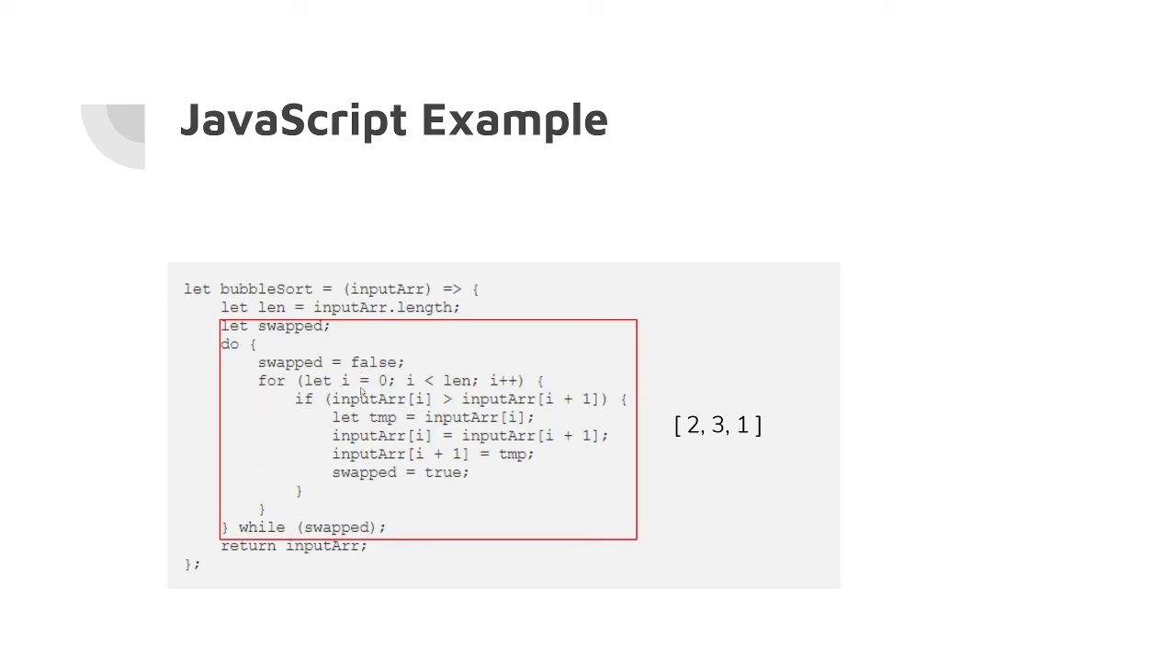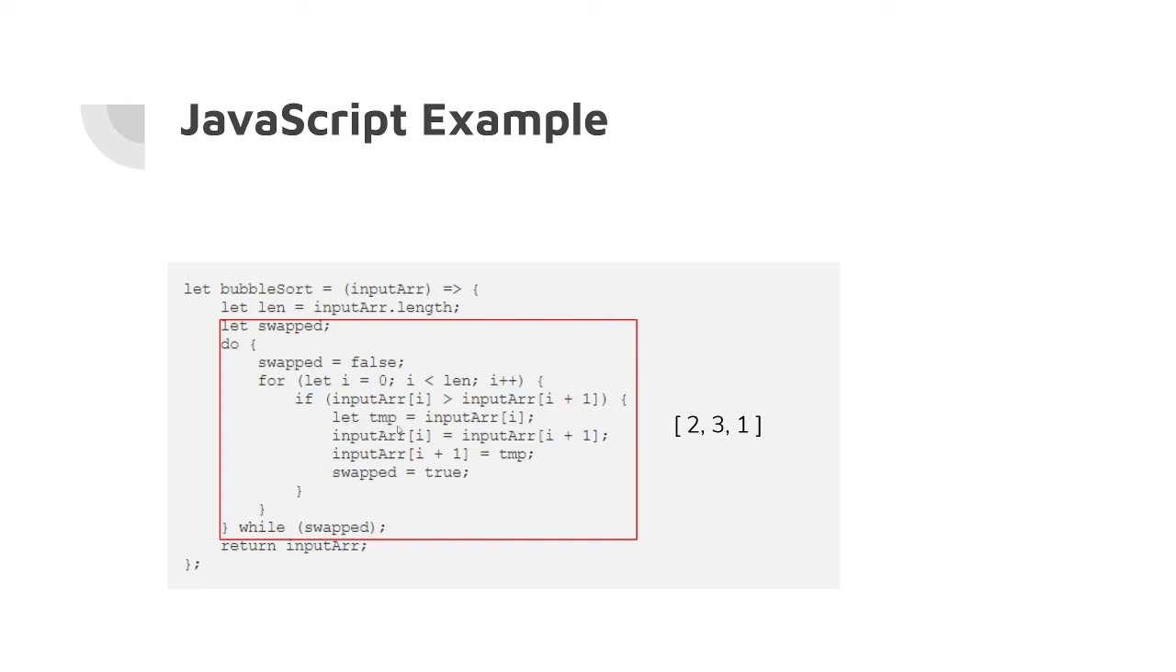And in here, now i is going to be 1, and because i is still less than the length of the array, it's going to jump into this conditional again. Is the value at i, which is 1 now, which is 3, bigger than the value at i plus 1, which is the index of 2, which is 1? So is 3 bigger than 1? Yes, it is. So it's going to jump into the conditional.